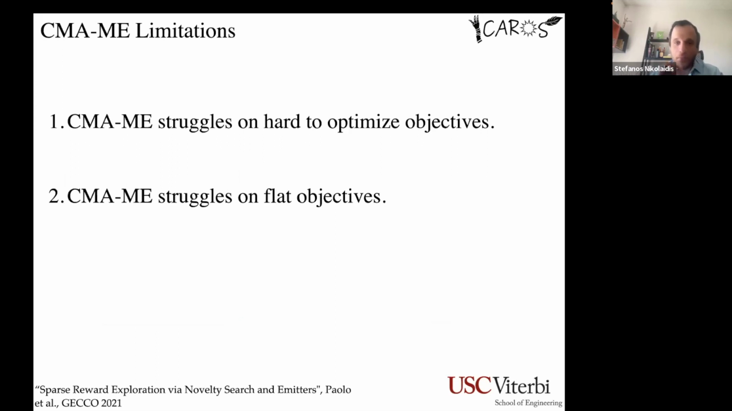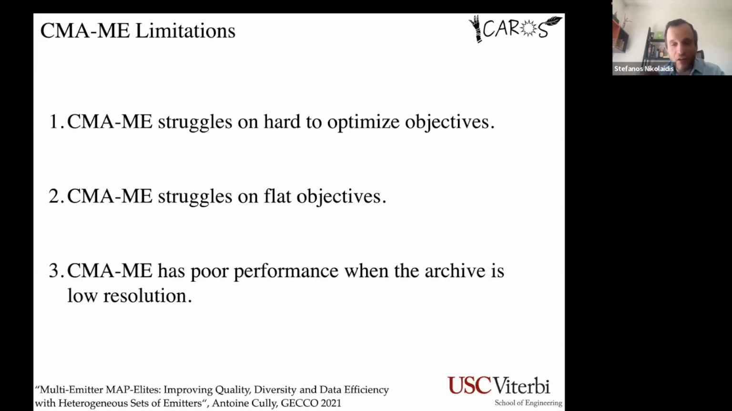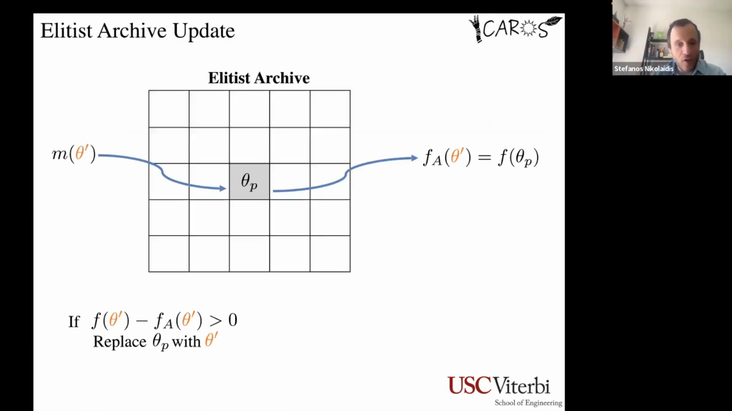The second limitation is that CMA-ME struggles on flat objectives. A flat objective is an objective where there is a region in the search space where every solution has the same value. That is important in scenario search because a lot of scenarios may result in failure, and a failure is a failure, so all of them will have the same quality, and therefore CMA-ME will get stuck. The last is that when the archive has low resolution, CMA-ME again has poor performance. So can we improve upon these limitations? If we look at the first limitation, what we can do is define an annealing function.